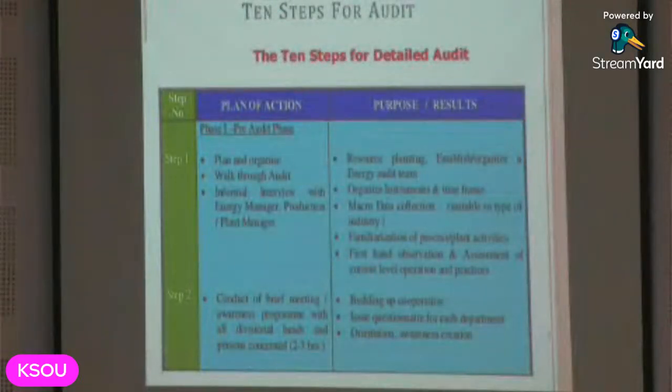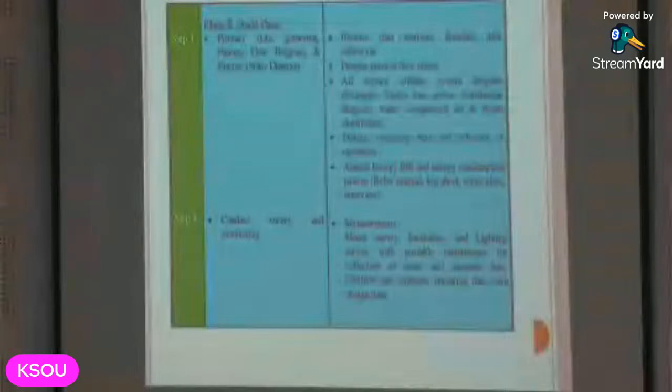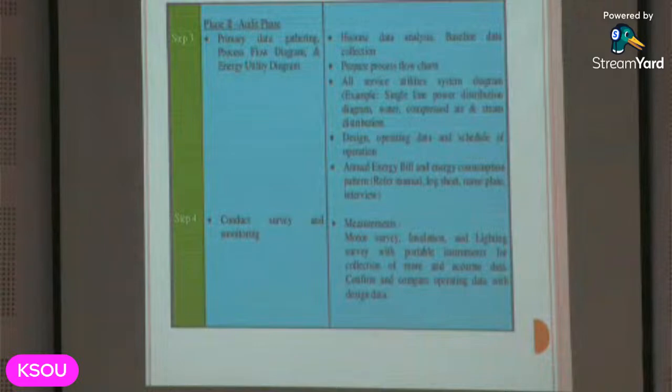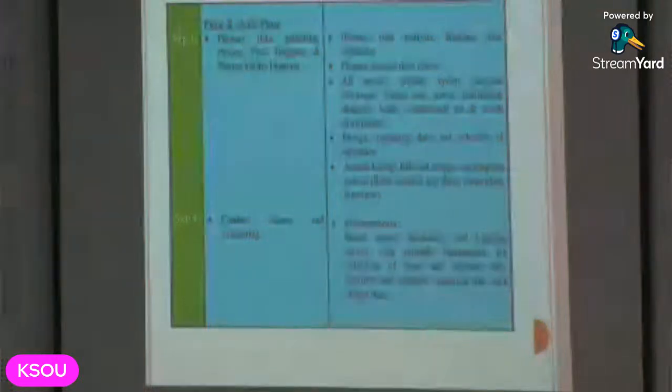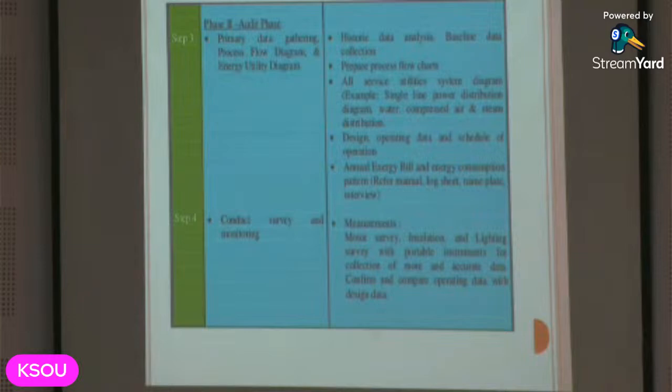The purpose is also written for why we have to do this: phase 1, step 1, step 2. Step 3 is primary data gathering. I will show you what data we collect during the audit. So we need to collect the data. Then conduct survey and monitoring. Monitoring means we generally use around 8 to 9 kinds of instruments. Energy audit is not just a walkthrough, meeting the people, analyzing the data. They have to carry certain instruments along with them. I will show you what types of instruments they use for the energy audit and the purpose of that equipment.